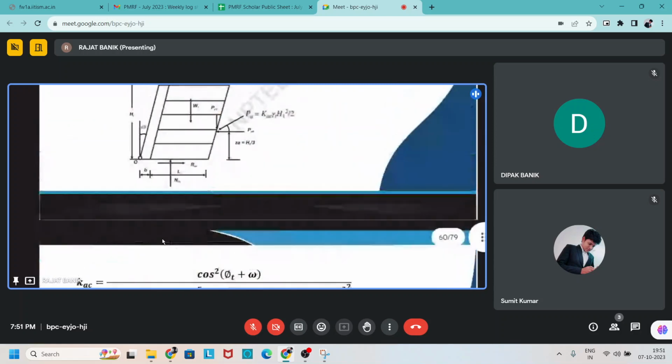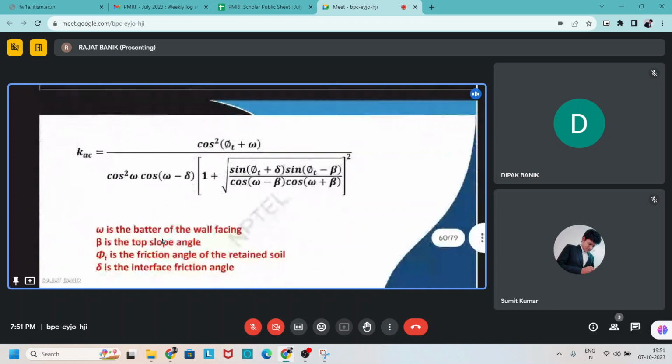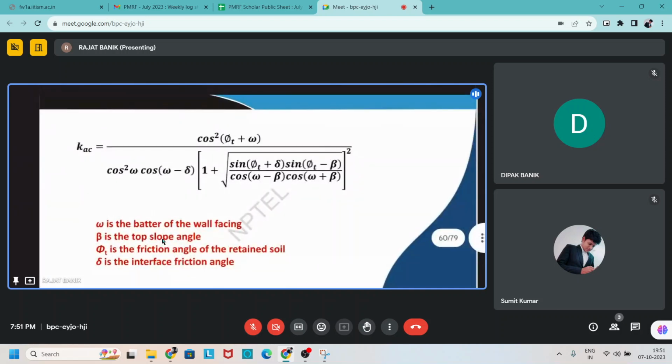So in this way we can find the active earth pressure coefficient for this arrangement, which is equal to cos square (phi t plus omega) divided by cos square omega cos (omega minus delta) into (1 plus root over sin (phi t plus delta) sin (phi t minus beta) over cos (omega plus ...) whole square), and omega is the wall facing, that is the slope angle of the wall, and beta is the top slope angle, phi t is the friction angle of the retained soil, and delta is the interface friction angle.